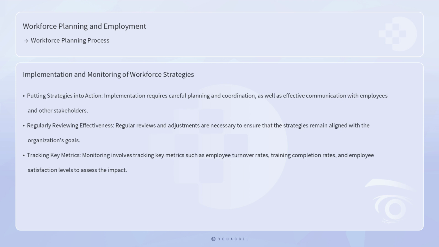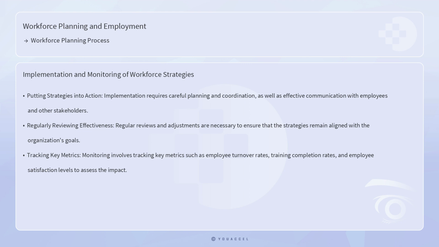The final step in the workforce planning process is implementing and monitoring the workforce strategies. This involves putting the strategies into action and regularly reviewing their effectiveness to ensure they are achieving the desired outcomes. Implementation requires careful planning and coordination, as well as effective communication with employees and other stakeholders.